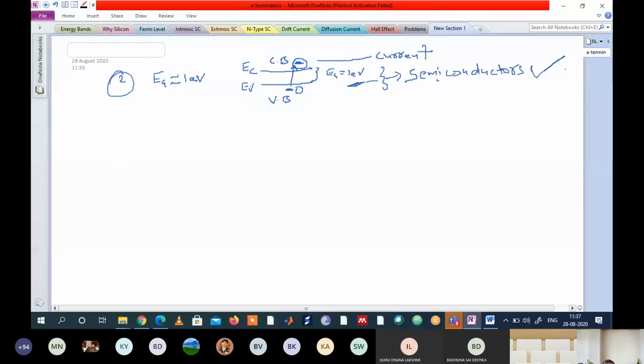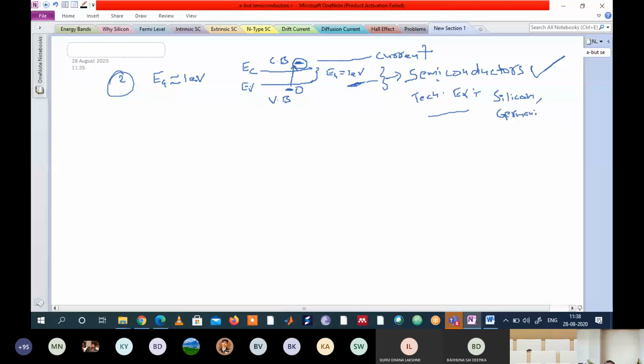Now, tell me what are examples. First, tell me technical examples of semiconductors. Very important point. Anyone? Silicon. Materials you need to tell, the name of the material. Very good. Silicon is the best example of a semiconductor. Next, anyone else? Germanium. Very good. Germanium is another semiconductor.